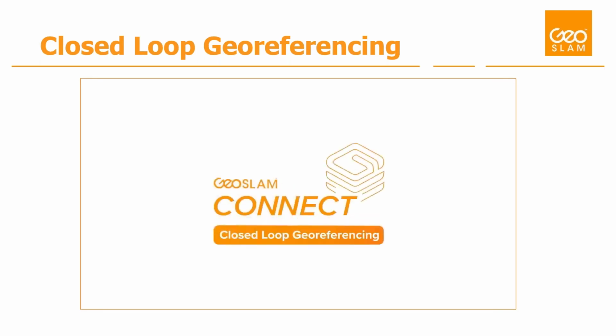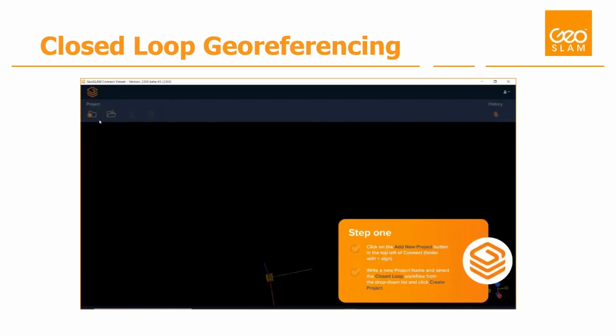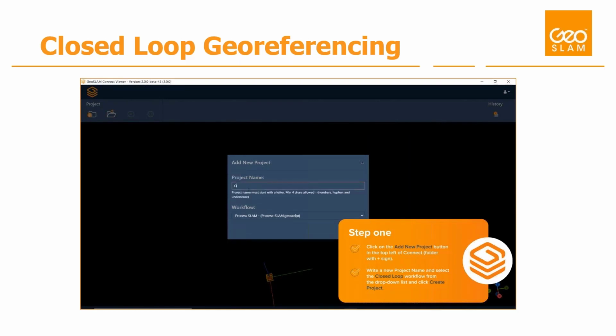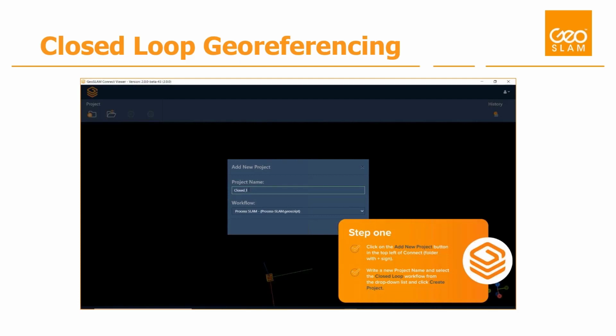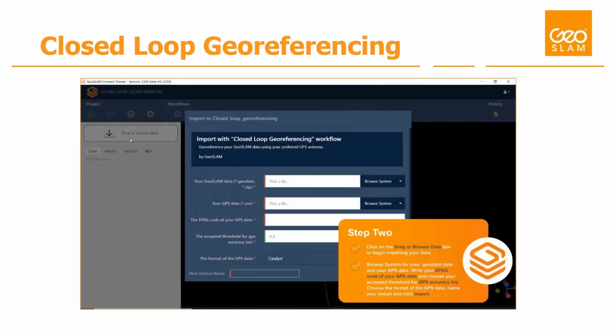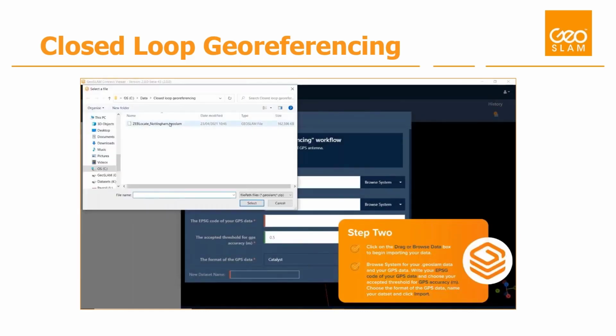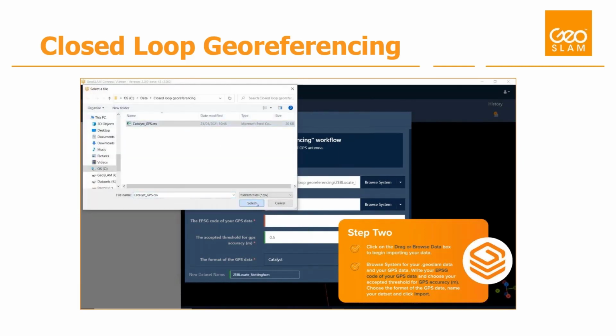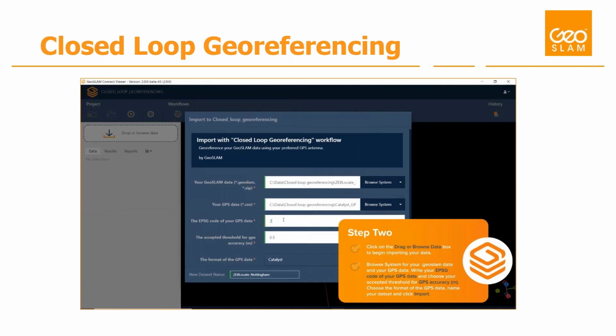So closed loop georeferencing, this is the data that you'll get from our ZebLocate system. Again, this is much easier than Hub, where you had to use 2 pieces of software. Now this is all contained within Connect. So again, you'll start your project, add your project and your workflow in Connect, and this will do a rigid georeferencing of the SLAM data based on your GPS data. So you'll select your .geoslam file, and you'll select your GPS data in a CSV format.